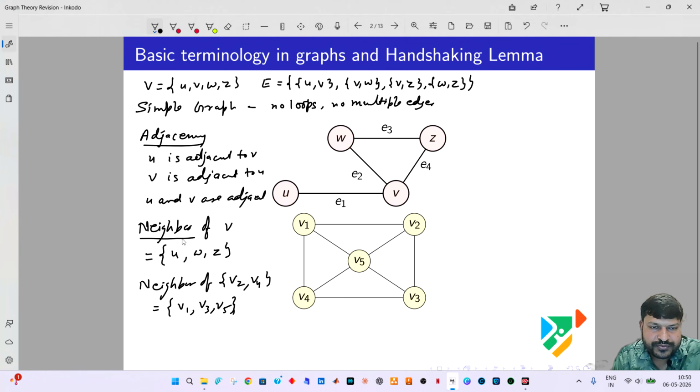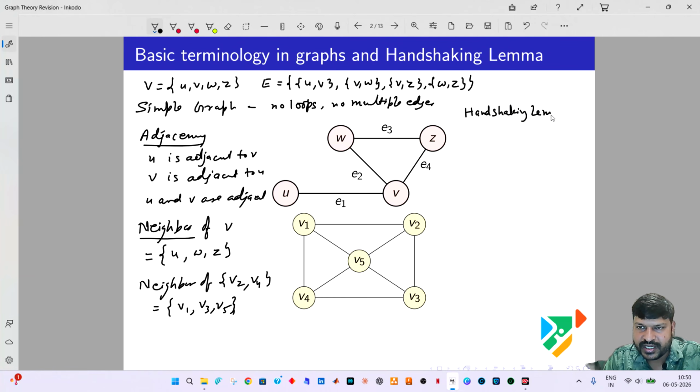Next terminology, next we will discuss the handshaking lemma. What is the handshaking lemma? It says the summation of the degree of the vertices, where you run the summation over the vertices, is equal to twice the number of edges.